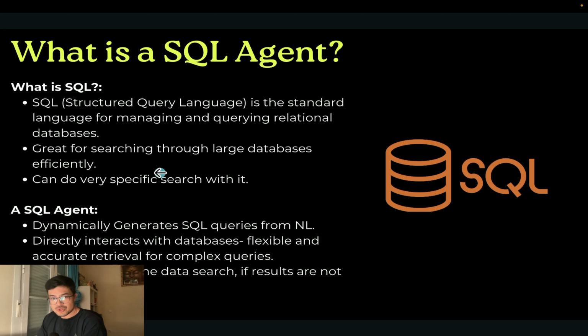So SQL is great for searching through large databases efficiently. We can do very specific searches with it, as you saw in the demo. And what is a SQL agent then? Well, this falls under the standard agent definition. An agent is essentially a language model that is able to reason and iterate based on an observation, and also has access to tools. In this case, the tool is the ability to write SQL.